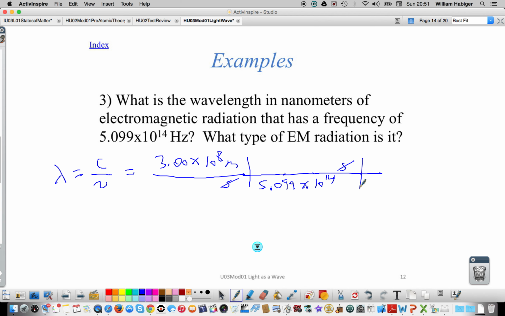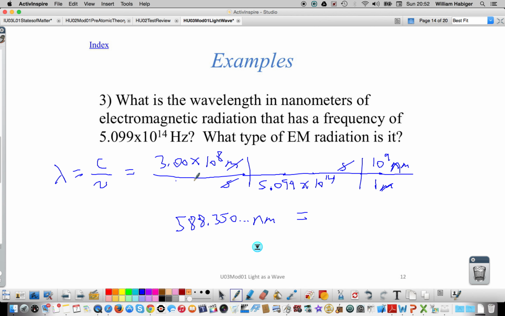We stop there, we're in meters, but we want nanometers. So 1 meter goes on the bottom, so that meters will cancel out, and our 10 to the 9th nanometers goes on the top. All right, so we plug that in our calculator. We're going to get 588.350 and a bunch of other numbers. Okay, and the meters cancel out. We're going to be left with units of nanometers.